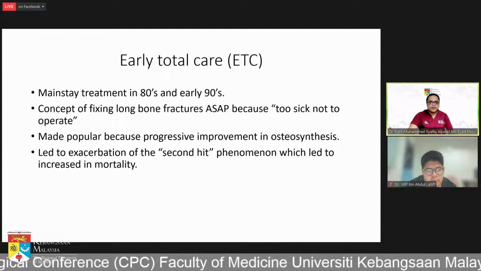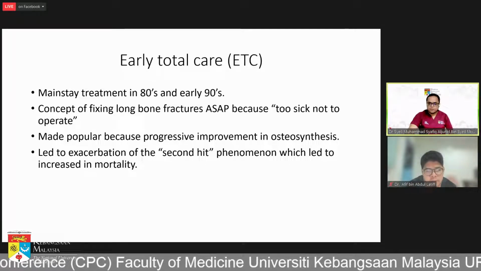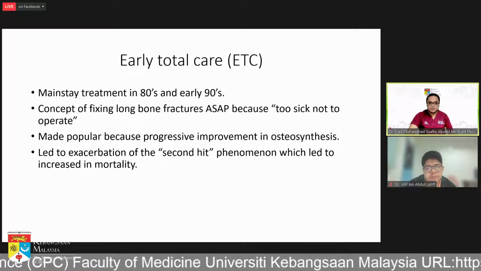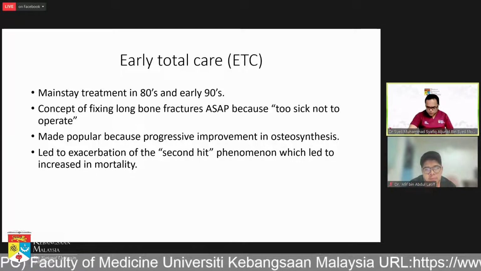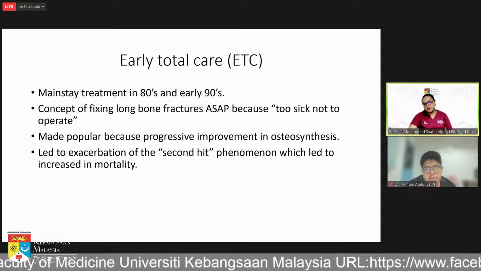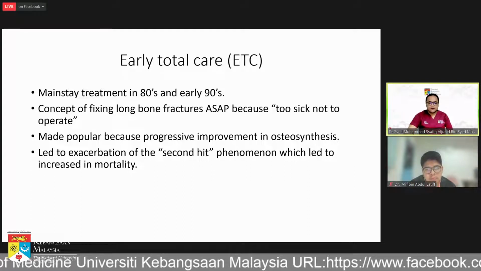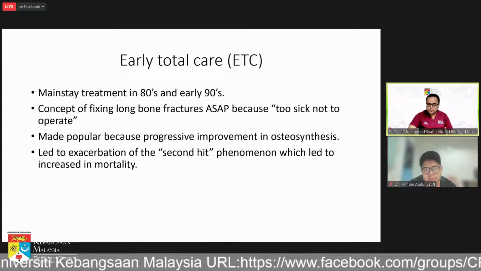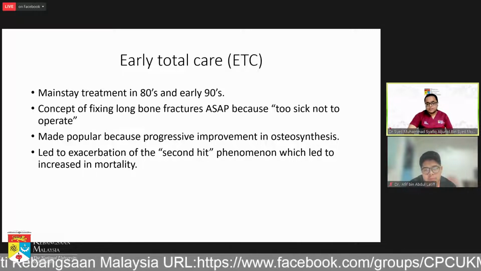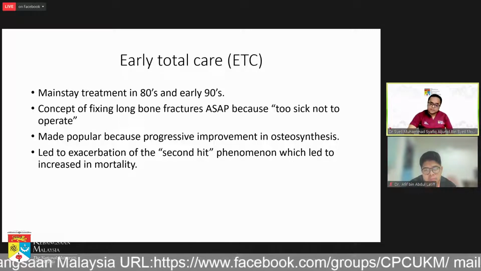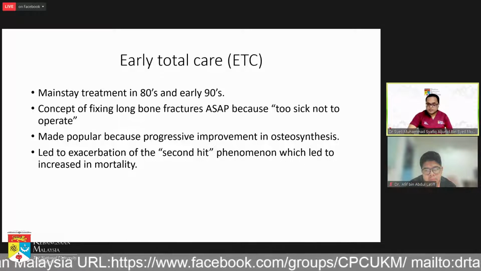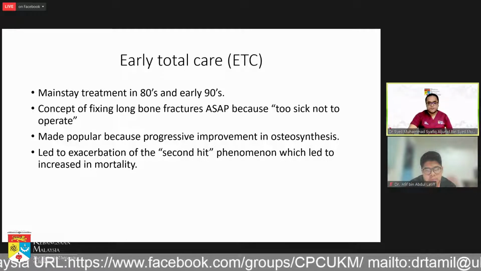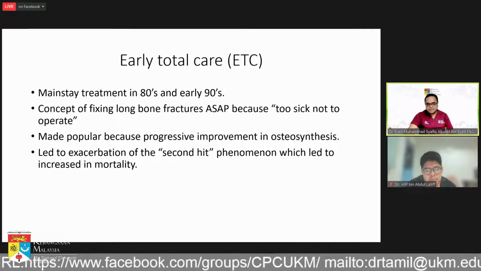The problem is that it led to exacerbation of the inflammatory phenomenon, which led to increased mortality. Patients were sent to the ICU, and our anesthetic colleagues were managing them together with us, and we noted that mortality actually increased despite the fractures being stabilized and fixated. This is because of the second hit phenomenon.